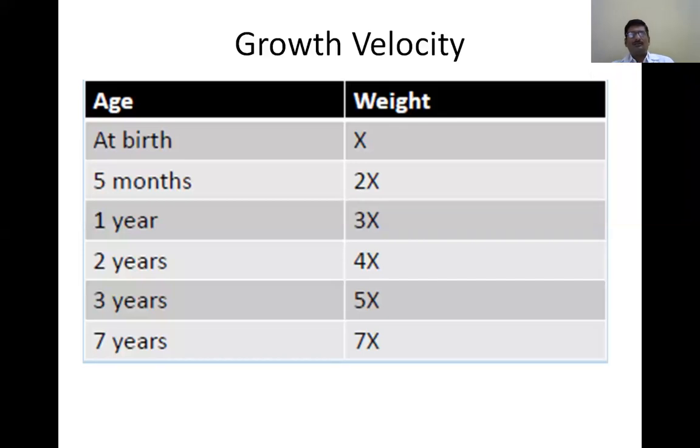So you can see from birth to 1 year, the weight increases by 3 times. But by the age of 2 years, it adds only another 1 time. That's by 2 years, it is only 4 times the birth weight. And by the age of 3 years, the weight normally will be around 5 times the birth weight. And by the age of 7, it will be 7 times the birth weight.